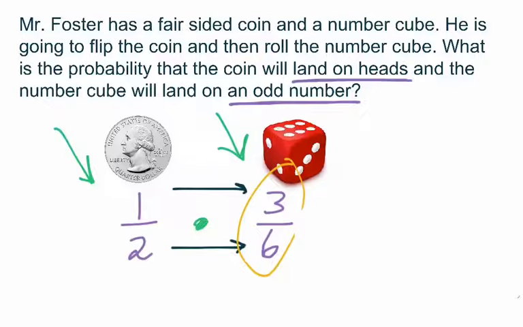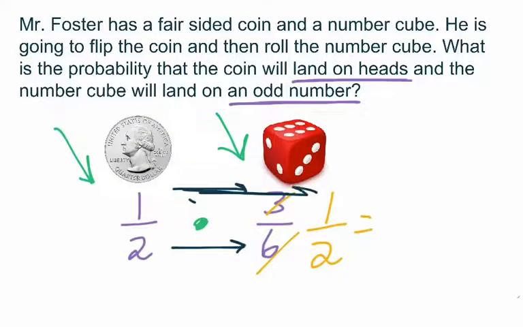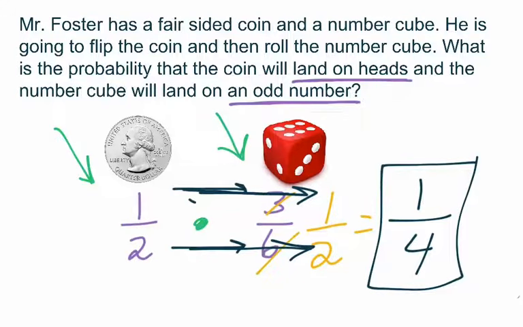3/6 really is the same as 1/2. 3 goes into itself 1 time, 3 goes into 6 2 times. So that can simplify to 1/2. And then when I multiply at the top, 1 times 1 equals 1, 2 times 2 equals 4, and we get the same answer, 1 out of 4, but I don't have to simplify at the end. So the probability of me flipping a coin, landing on heads, and then rolling that die, landing on an odd number, is 1 out of 4.